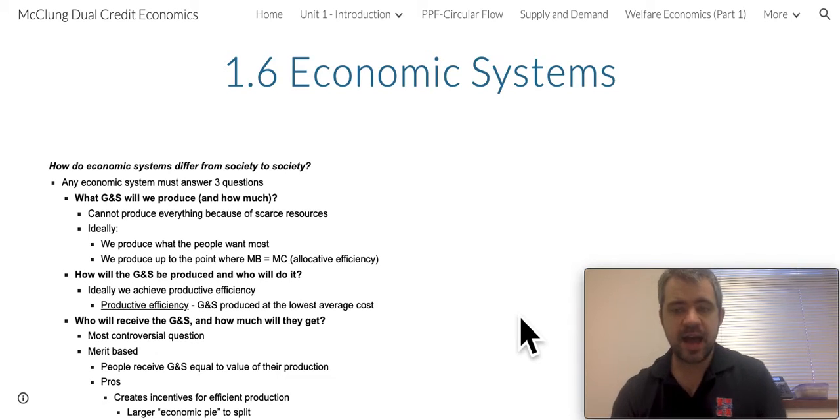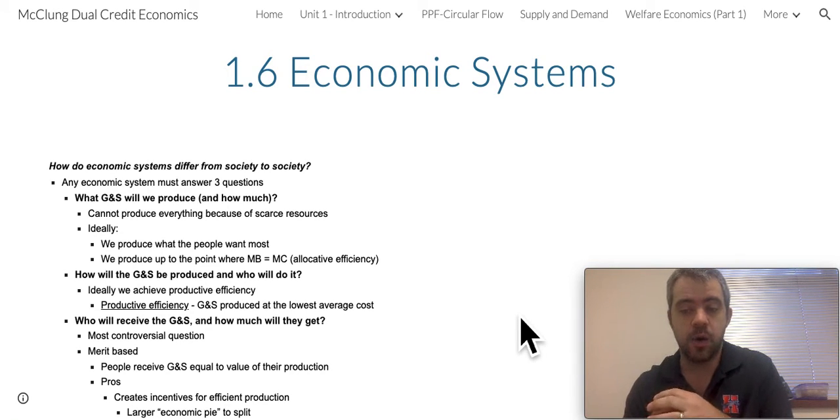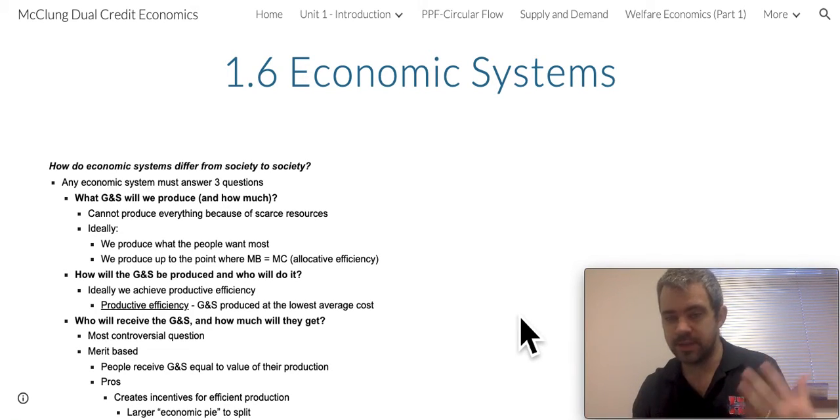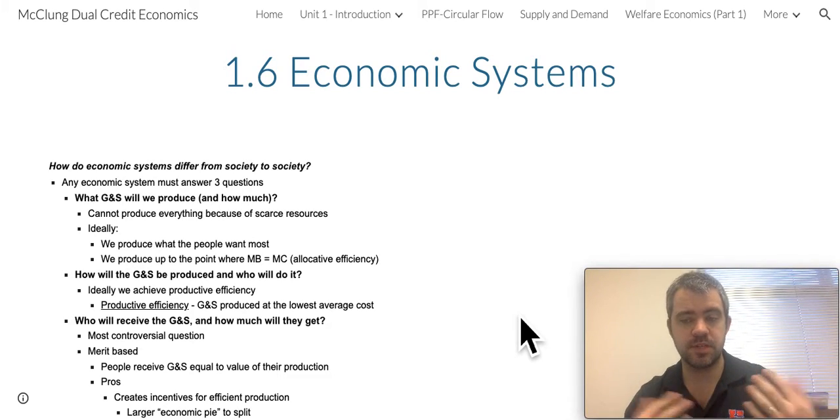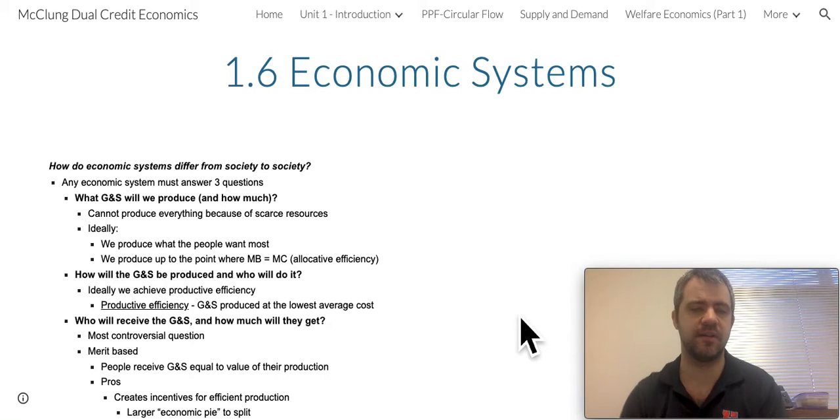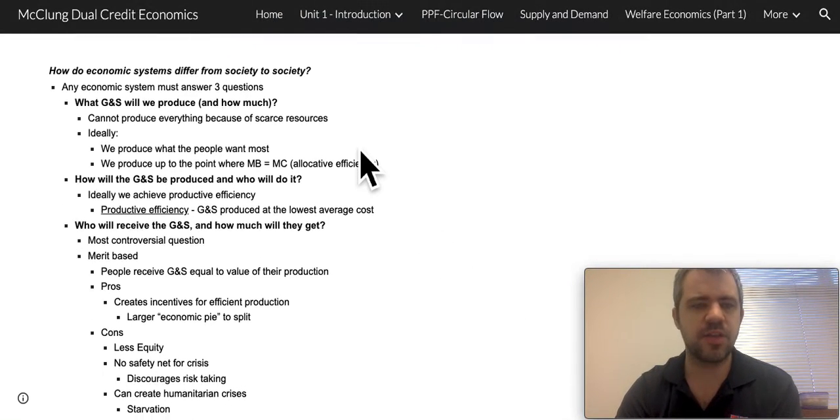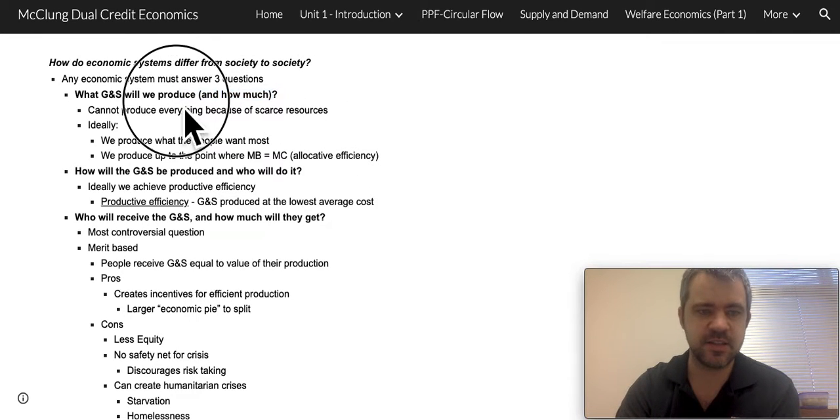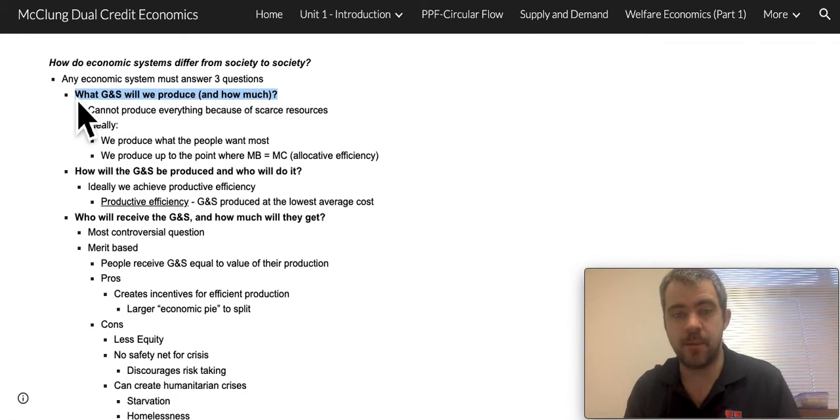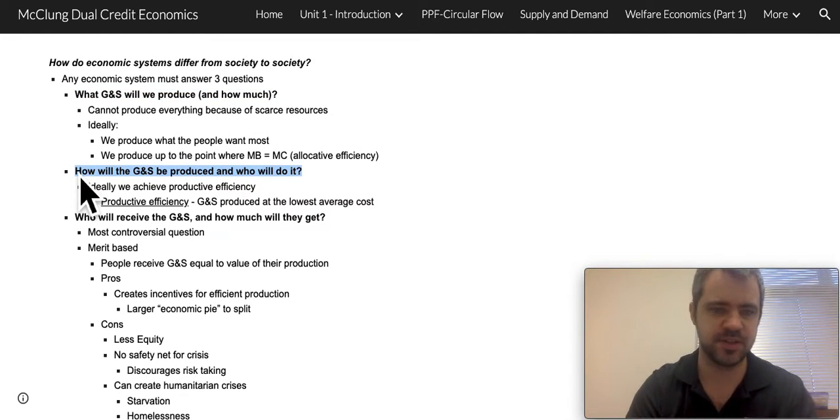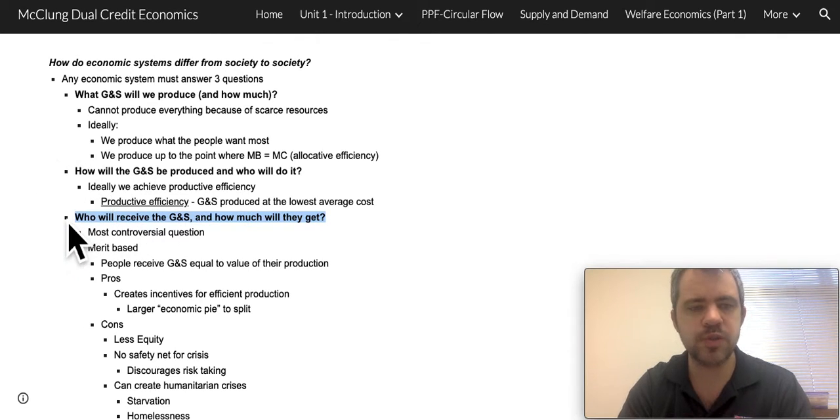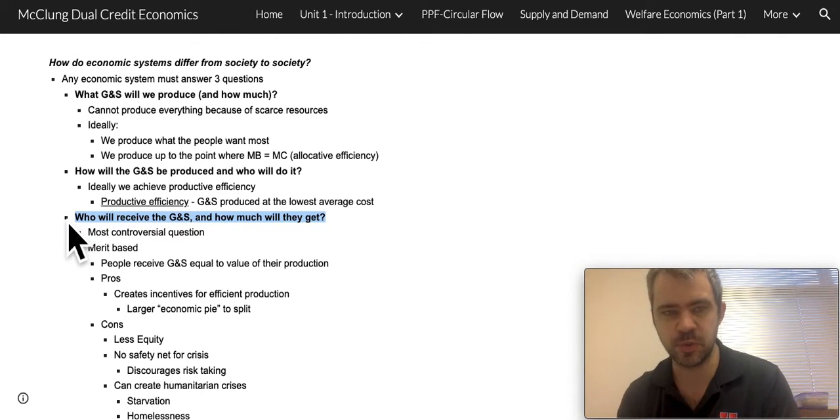Let's take a quick look at some different economic systems. Now, at the beginning of the year, we talked about how economics was all about making choices. Well, let's be more specific about some common choices that societies, like big countries, have to face. The three big questions we have to ask are: what are we going to produce and how much? How are we going to produce the stuff? And who is going to receive the goods and services that we produce?